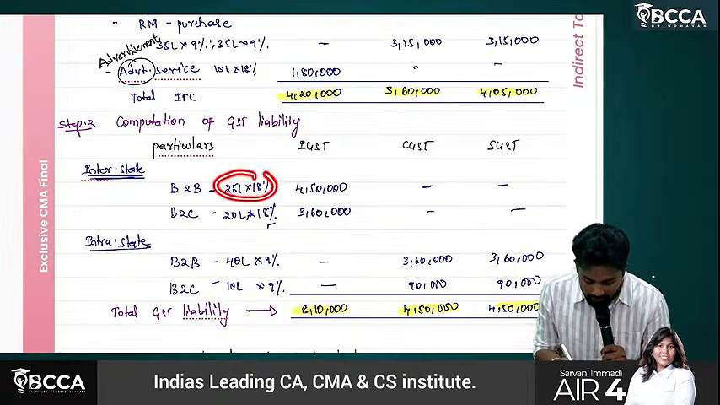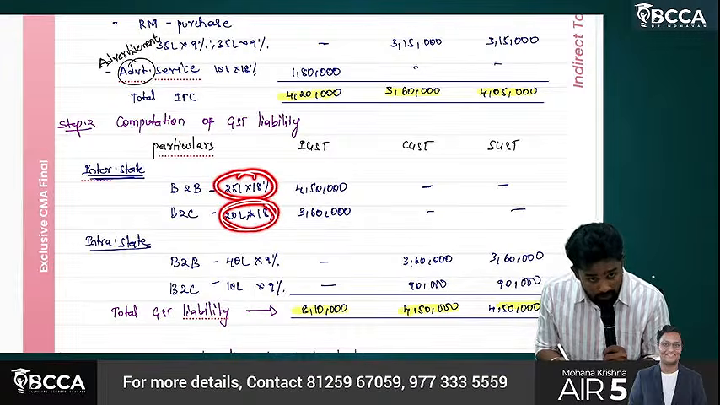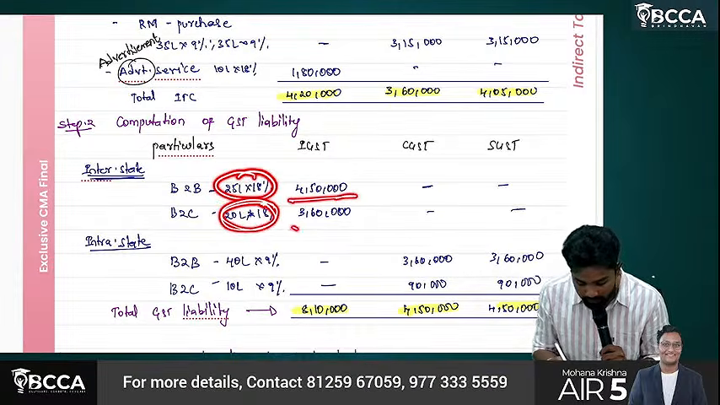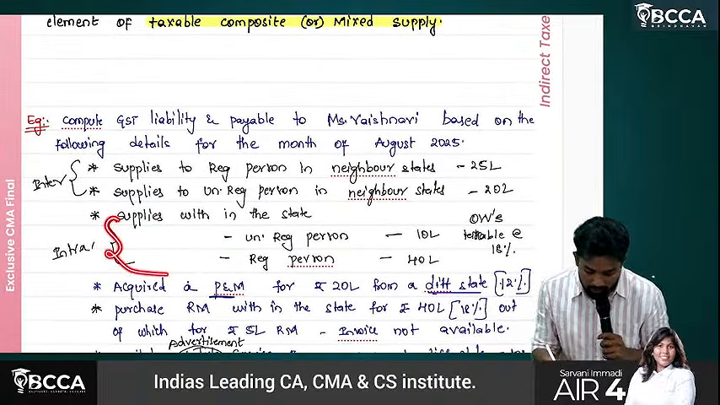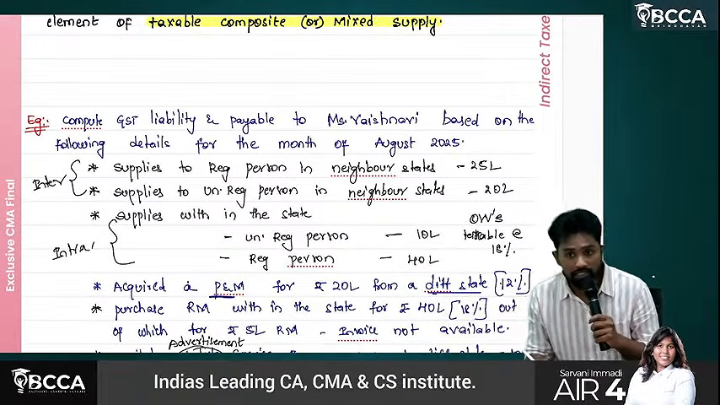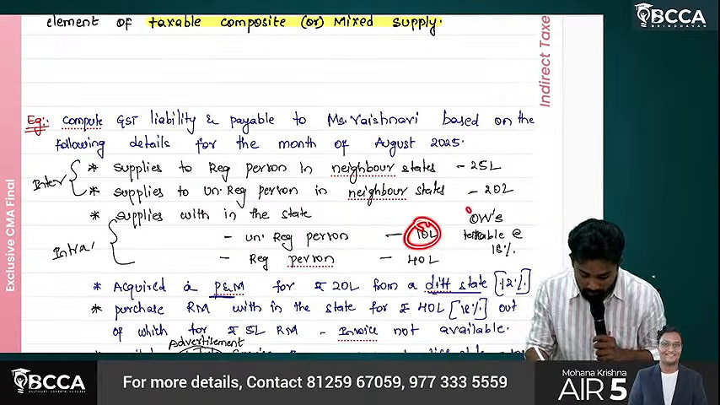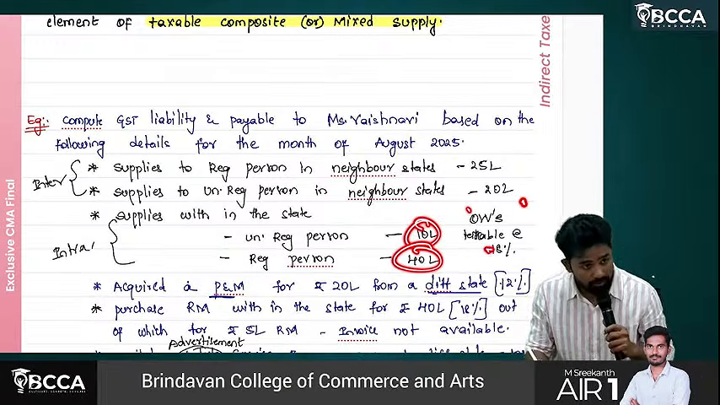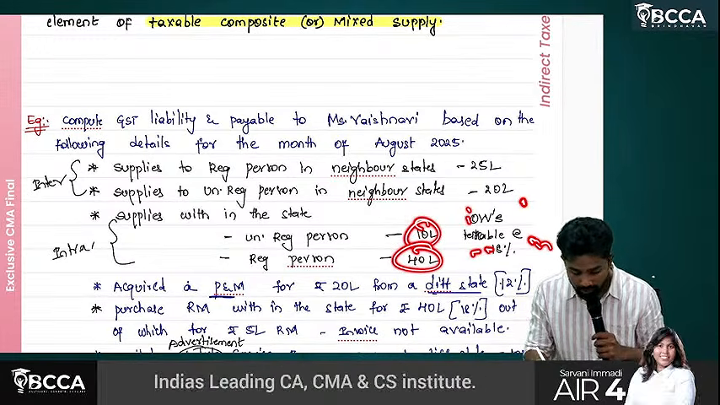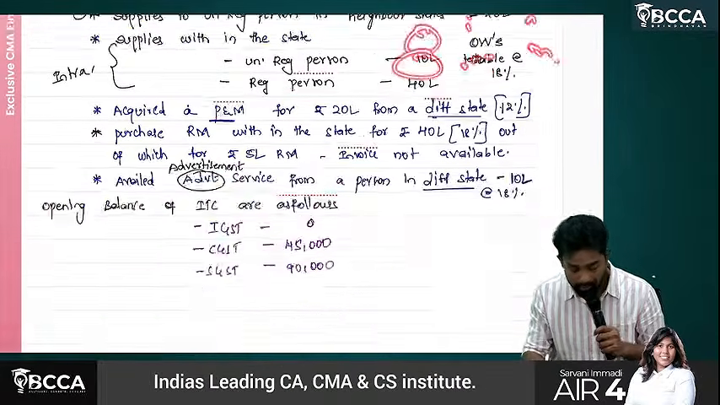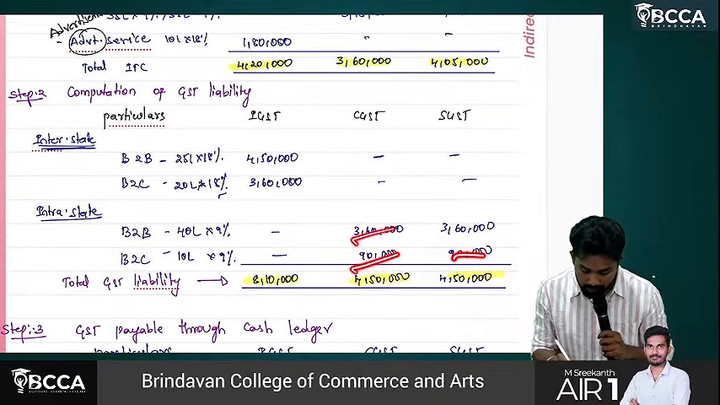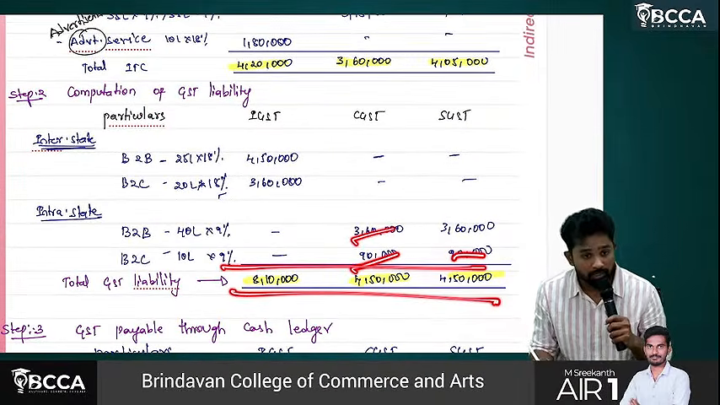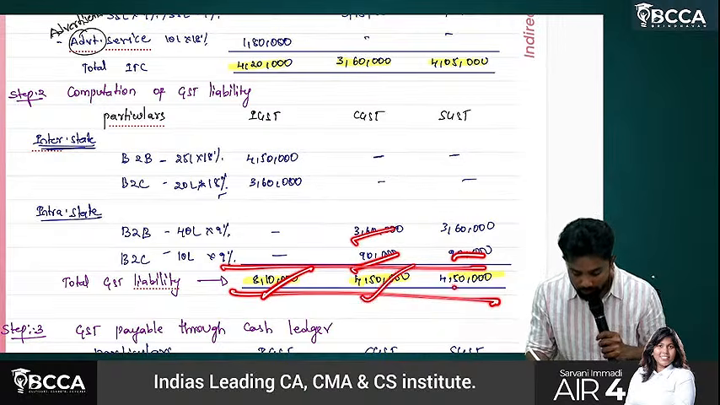So 25 lakhs into 18%, 20 lakhs into 18%. So 4 lakh 50, 3 lakh 60. Then we have here intrastate also. On intrastate what tax, sir? CGST, SGST. 10 lakhs into 9%, 9%. 40 lakhs into 9%, 9%. So 90, 90, 3 lakh 60, 3 lakh 60. So if you do the totals also, you will get the total tax liability also. How much? 8 lakh 10, 4 lakh 50, 4 lakh 50.